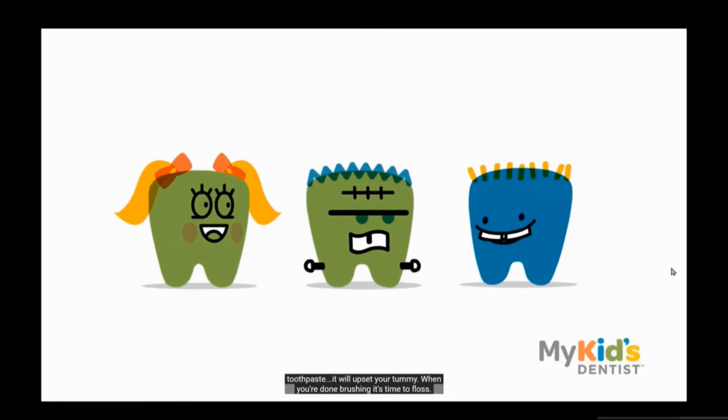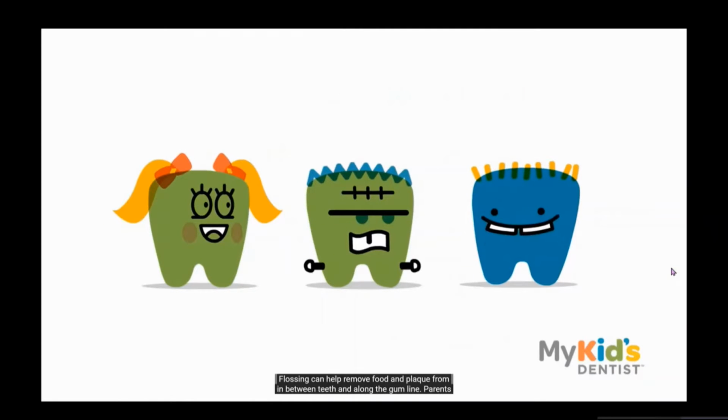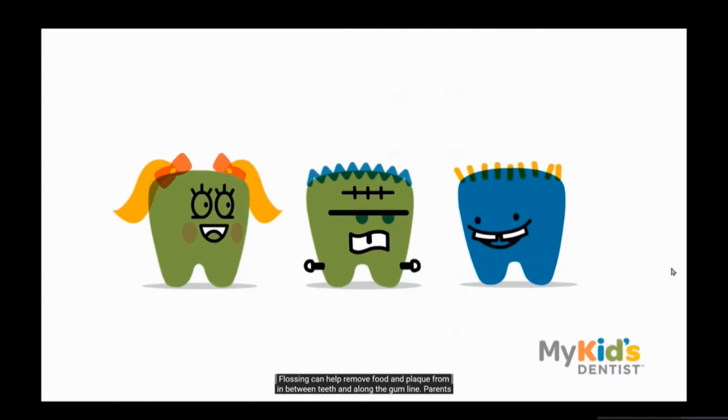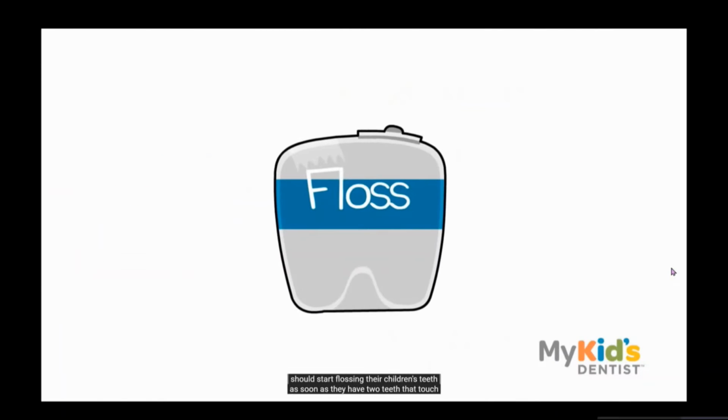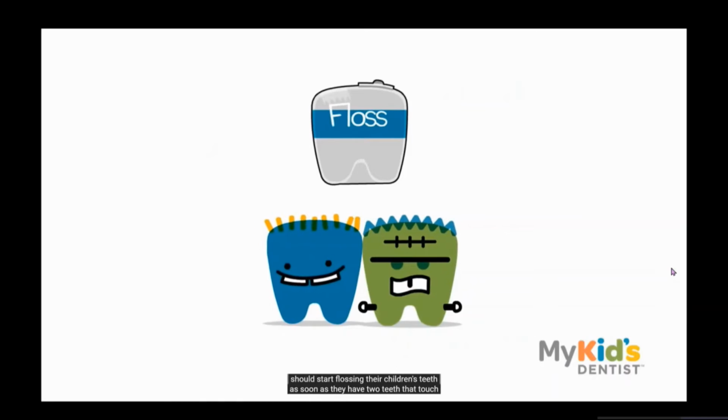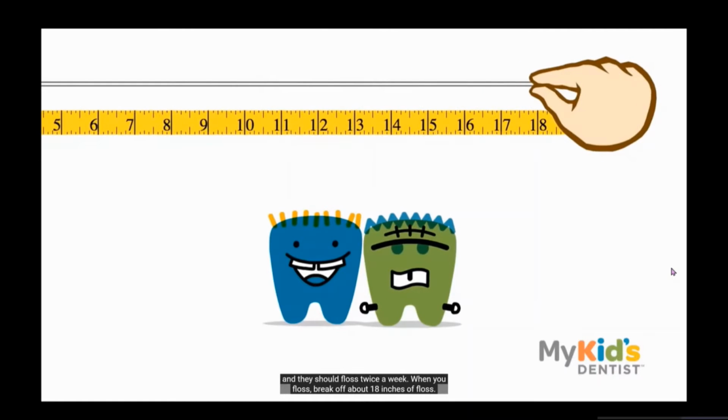When you're done brushing, it's time to floss. Flossing can help remove food and plaque from in between teeth and along the gum line. Parents should start flossing their children's teeth as soon as they have 2 teeth that touch, and they should floss twice a week. When you floss, break off about 18 inches of floss.